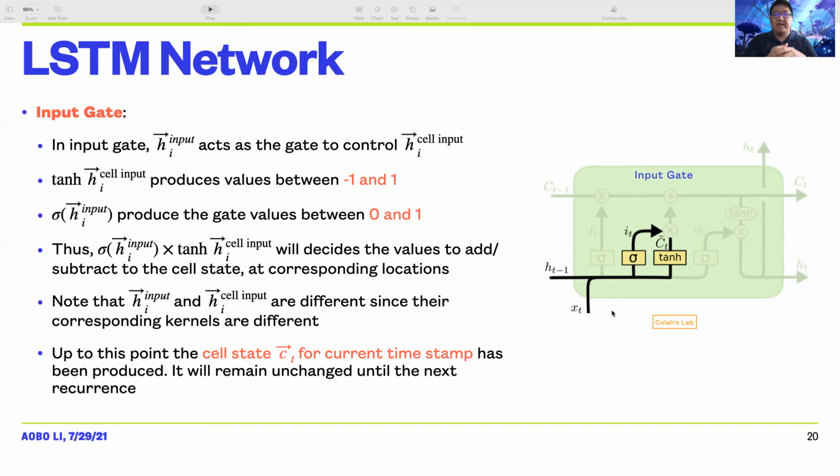Note that the input gate and the cell input are different since they correspond to different kernels. When we compute the input gate, we use the input weights to multiply the hidden state and the current input. When we calculate the cell input, we use the cell input kernel, the cell input weight matrix, to multiply the input and the hidden state. Up to this point, the cell state for the current timestamp has been produced. It will remain unchanged until we iterate to the next time sample of the time series.